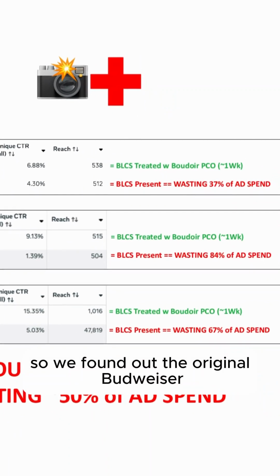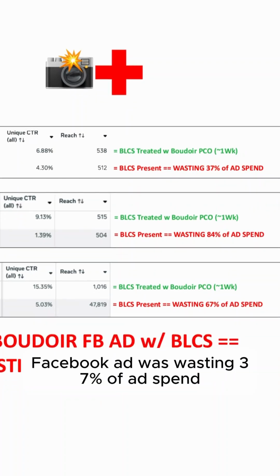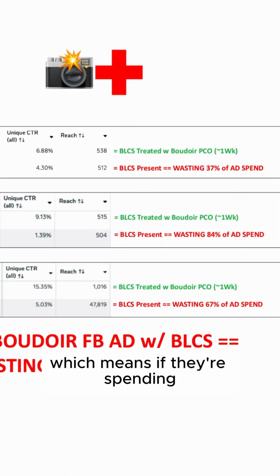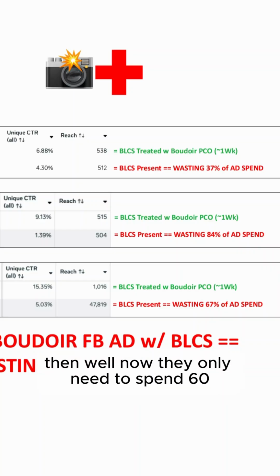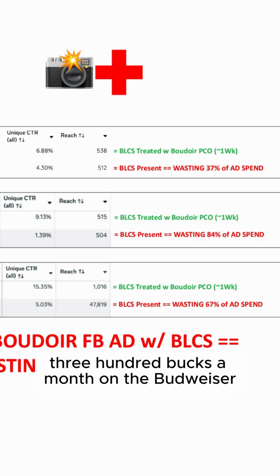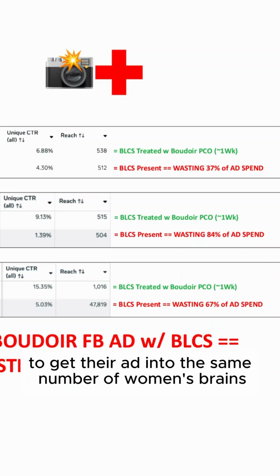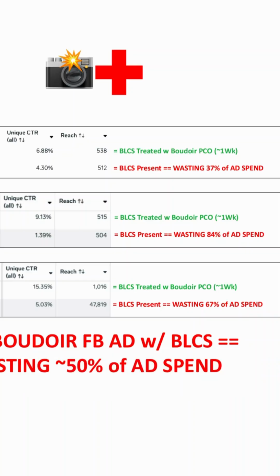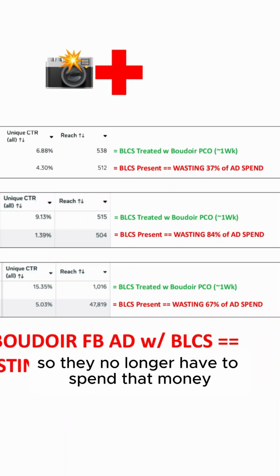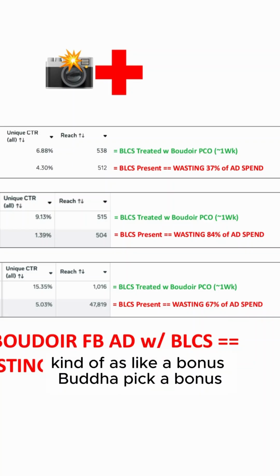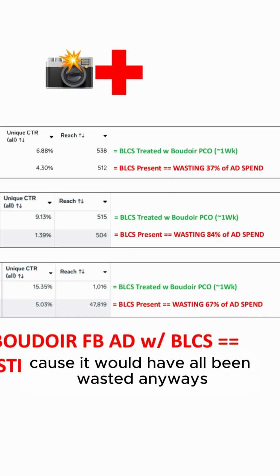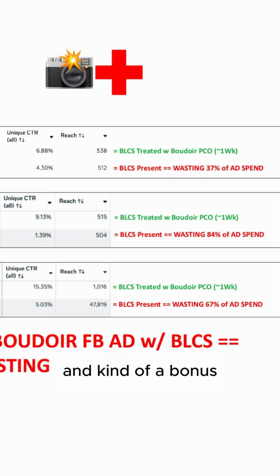So we found out the original Boudoir Facebook ad was wasting 37% of ad spend, which means if they're spending 10 grand a month on the original Boudoir Facebook ad, now they only need to spend 6,300 bucks a month on the Boudoir Pico treated ad to get their ad into the same number of women's brains. So they no longer have to spend that money, and they can pocket it as a bonus, a Boudoir Pico bonus. They just don't spend it because it would have all been wasted anyways. A $3,700 a month bonus.